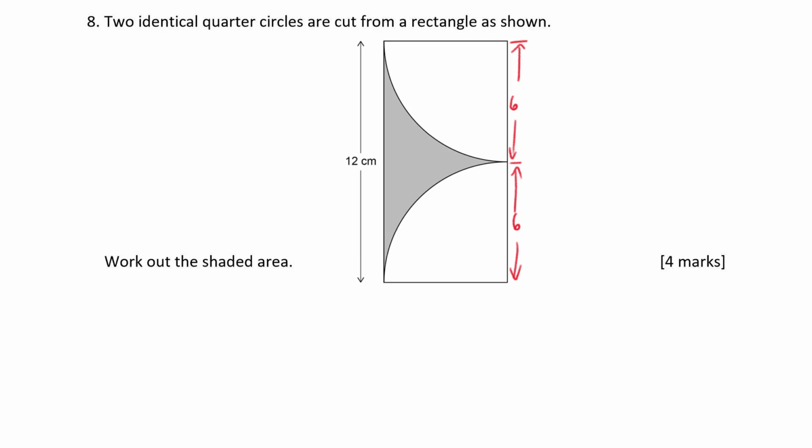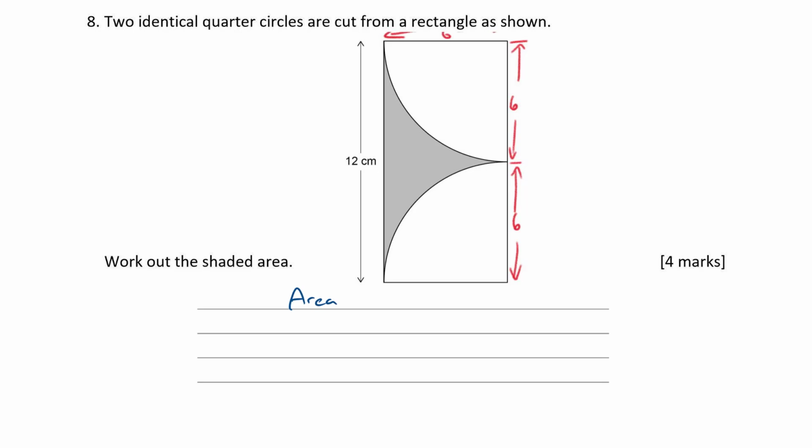Okay, and because this is a circle and 6 is the radius, then this distance here must also be 6. So that means the rectangle from which the two quarter circles were cut is of dimensions 12 times 6. So then the area of the rectangle, which I'm just going to draw like that, is 12 times 6, which is 72.